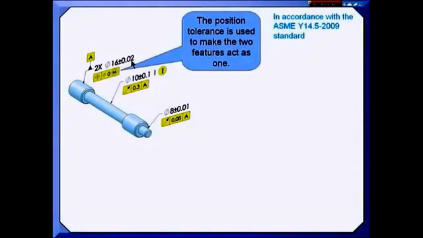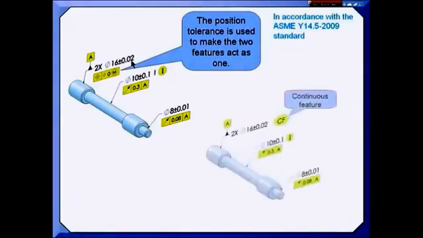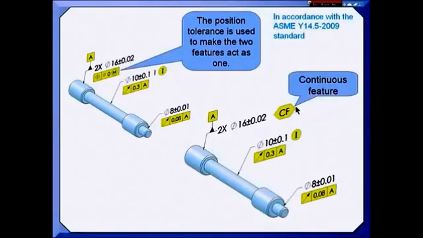The 2009 revision gives us another way to accomplish the same task. We now have this symbol called the continuous feature symbol, or you could do it with a note. It's saying treat these two 16 millimeter diameters as though they were one feature of size. If I do this, Rule number 1 kicks in, which tells me that they must fit through a boundary or envelope of perfect form at 16.02. So both drawings are saying exactly the same thing. You can pick whichever one fits your culture.